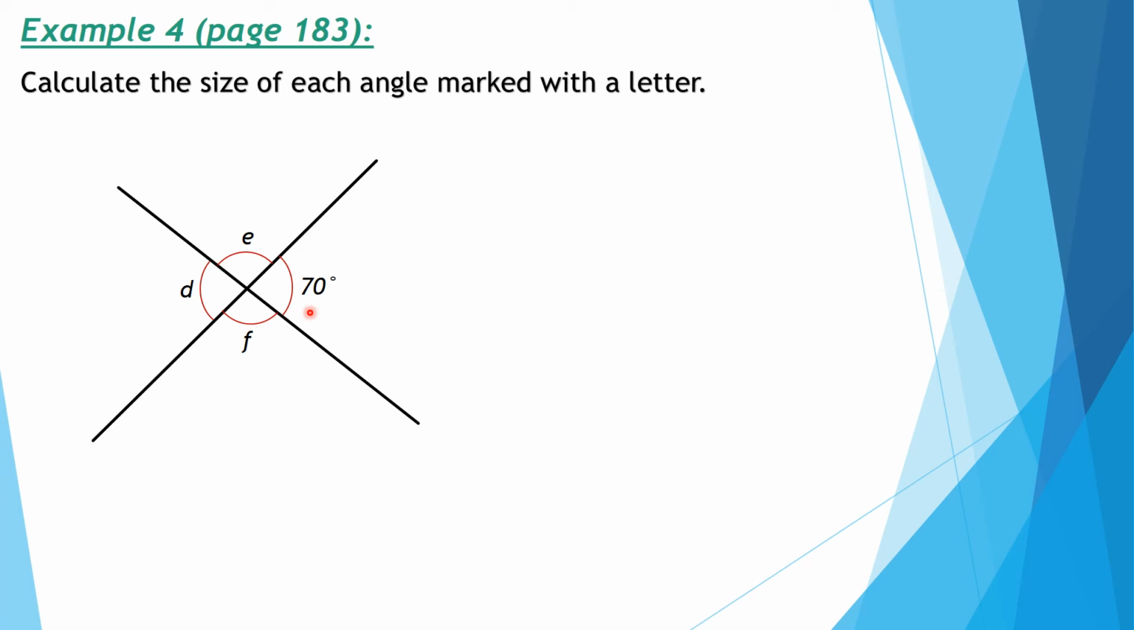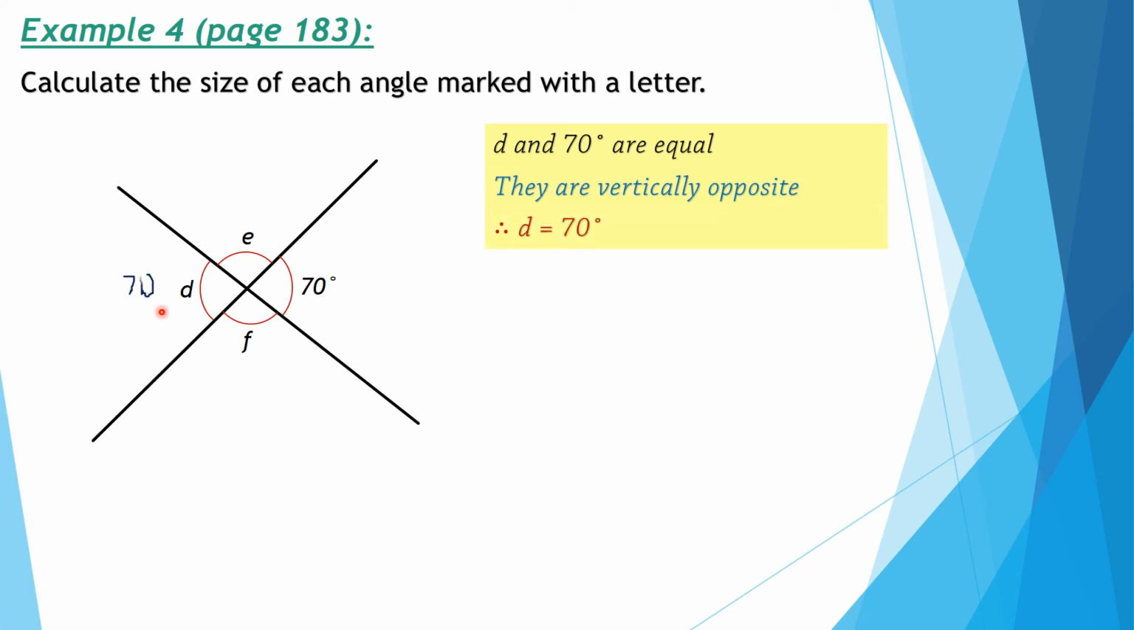What do you think? Yes, I think you can see it. The angle D and 70 are equal. Why? Because they are vertically opposite. Therefore, angle D equals 70 degrees. And now we know the size of the angle D. It's 70.